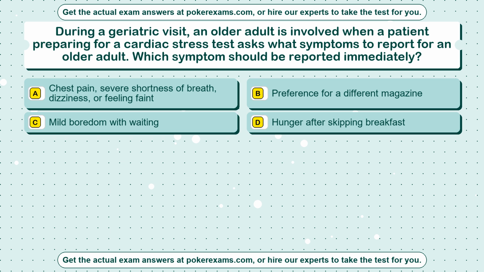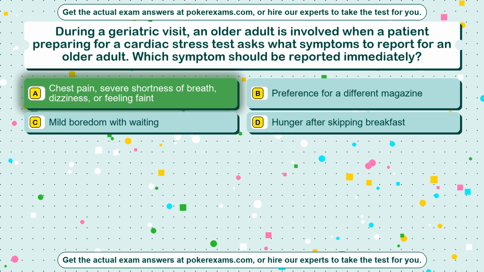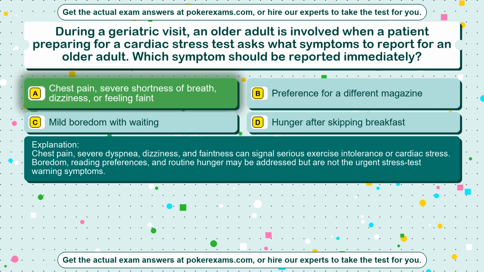Option C, mild boredom with waiting. Option D, hunger after skipping breakfast. The correct answer is option A, chest pain, severe shortness of breath, dizziness, or feeling faint. Chest pain, severe dyspnea, dizziness, and faintness can signal serious exercise intolerance or cardiac stress. Boredom, reading preferences, and routine hunger may be addressed but are not the urgent stress test warning symptoms.